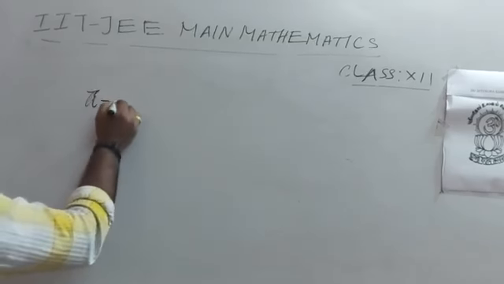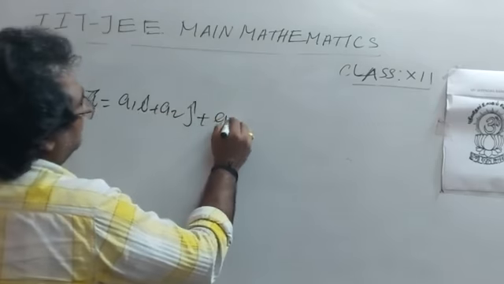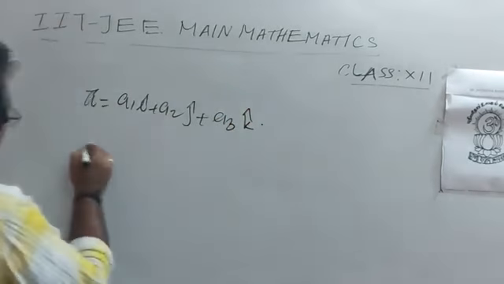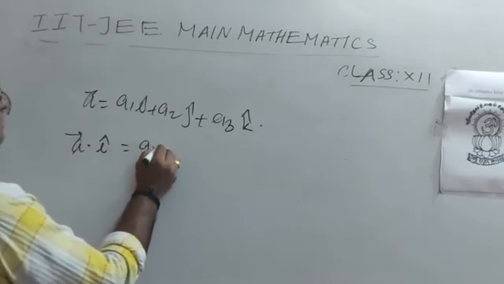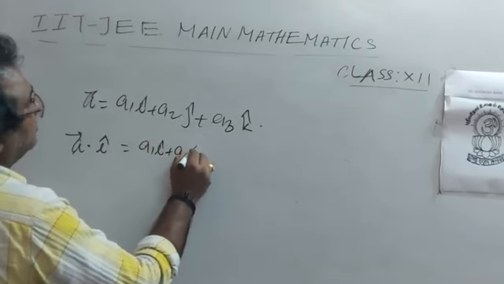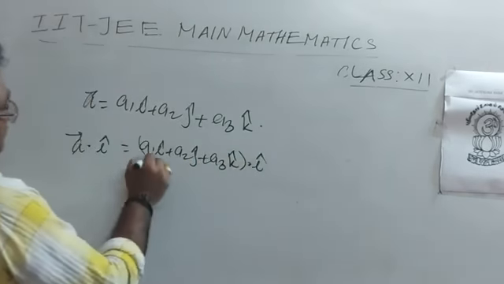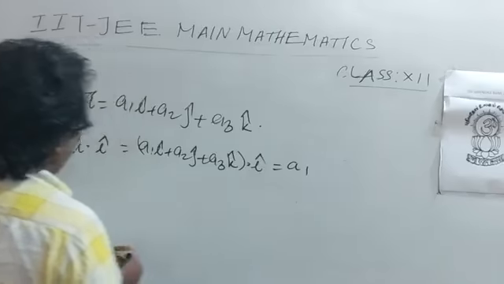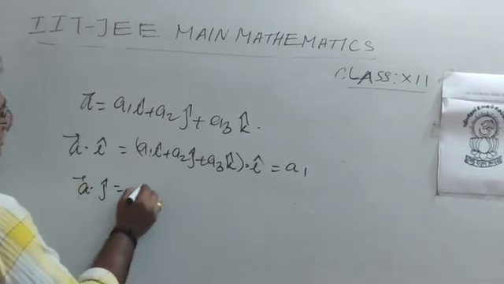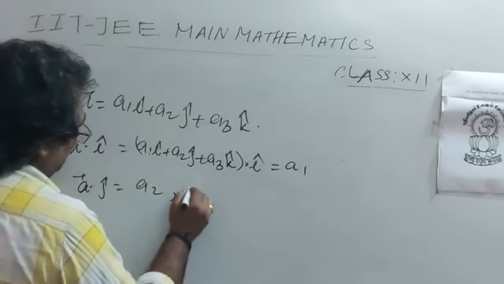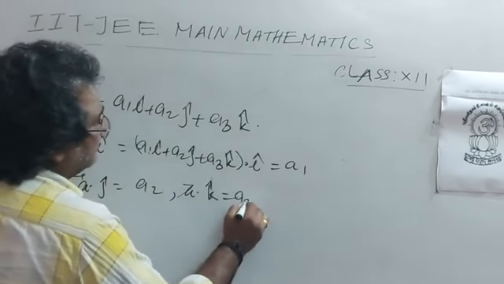So A vector equals A1 i plus A2 j plus A3 k. A vector dot i, that is A1 i plus A2 j plus A3 k dot i, that is A1. A vector dot j, if you operate you will get A2. A vector dot k, you will get A3.